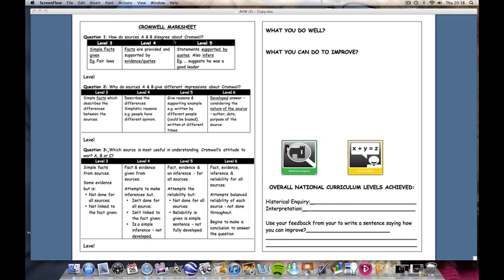As you can see, the questions rise in the level of challenge. How do sources A and B disagree about Cromwell? Why do sources A and B give different impressions about Cromwell? The why questions being higher order thinking than the how questions. Question 3, again, awards up to level 6. Students have to identify the most useful of the sources that they've been provided with and explain their reasons why. This is the most challenging question of all, and this is the question for the interpretation skill.